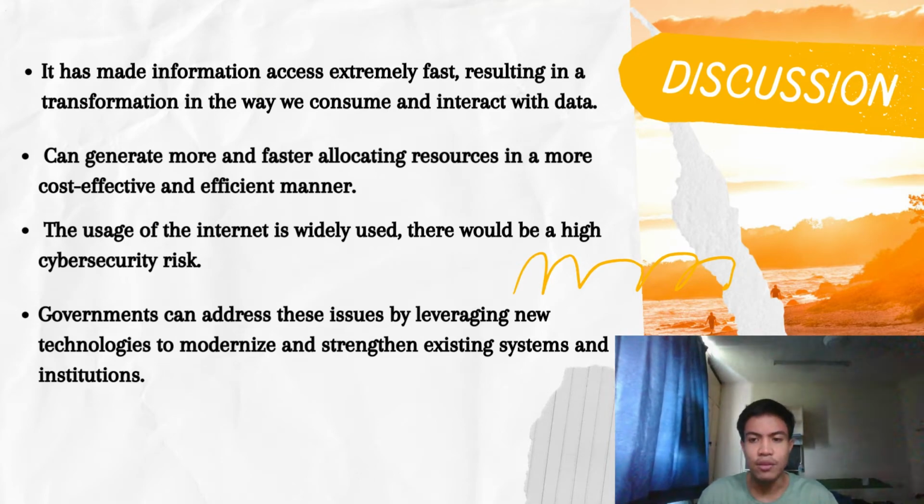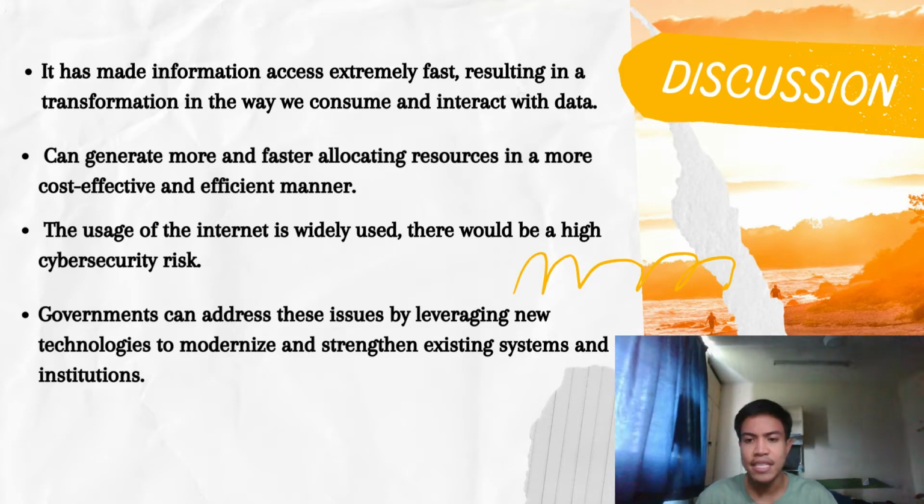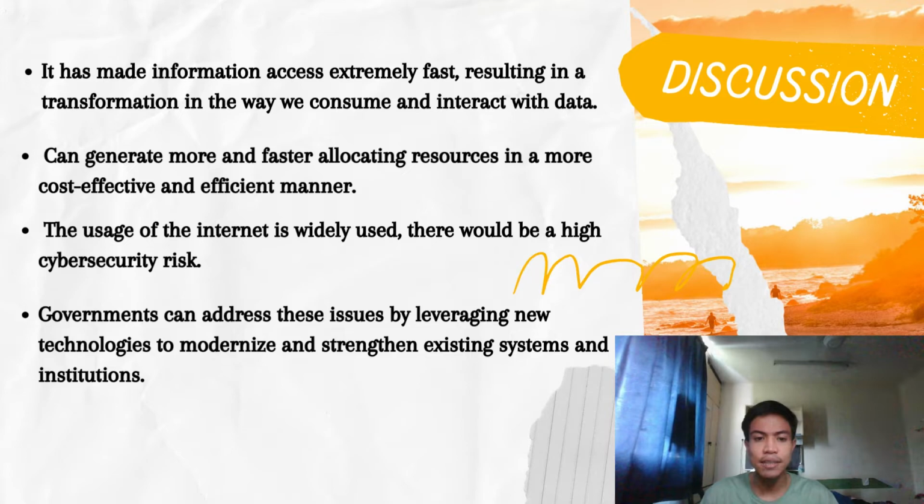Some challenges have also occurred along with opportunities for overcoming the pros and cons. Government can address these issues by leveraging new technologies to modernize and strengthen existing systems and institutions. The ability of government to adapt will determine its survival, especially at a time when technology is increasingly empowering people. Government can also protect the public interest while encouraging innovation in this manner.